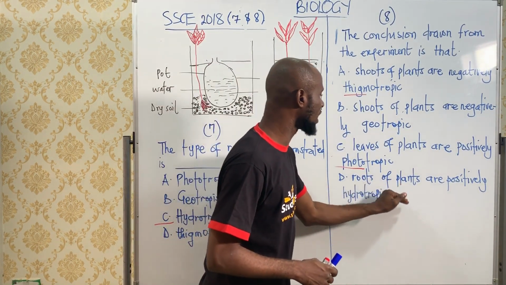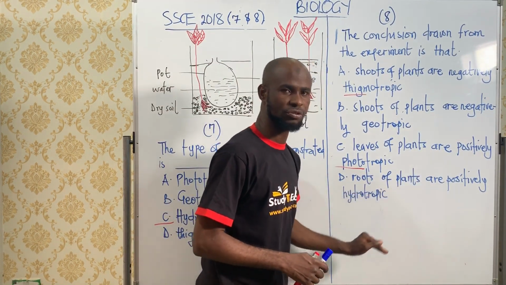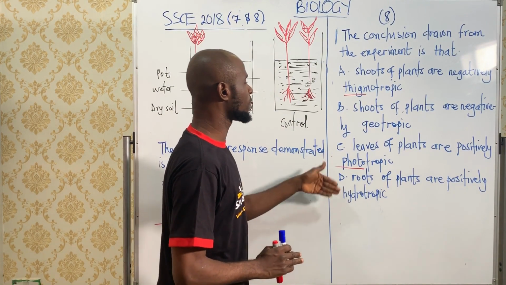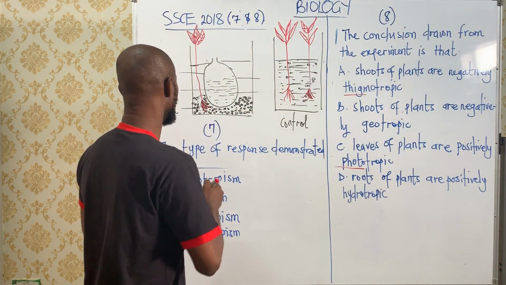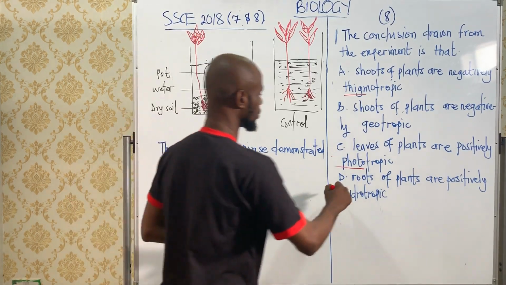The roots of plants are positively hydrotropic. That's the answer. That is, the roots of plant move. You can see it's moving, bending towards direction of water. So this is the answer.